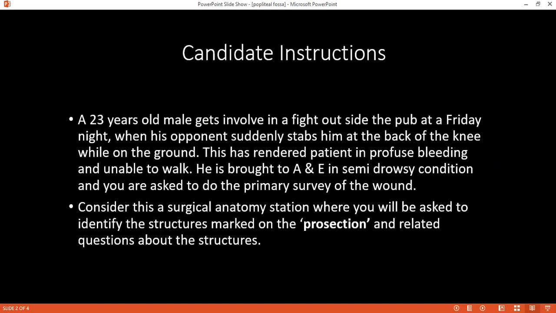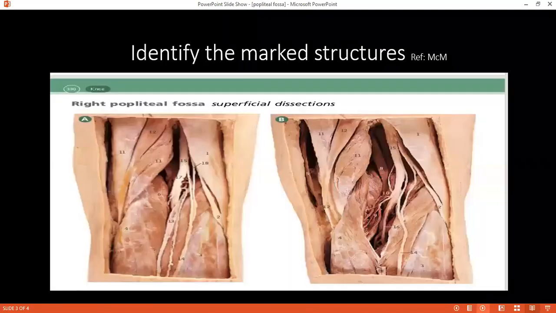Right. So if you have read and understood the surgical anatomy station, kindly tell me what you are looking at. Okay. So, ma'am, we are looking at the popliteal fossa of the right knee. Yes, of the right knee. Right. Can you please tell me the boundaries of the popliteal fossa?